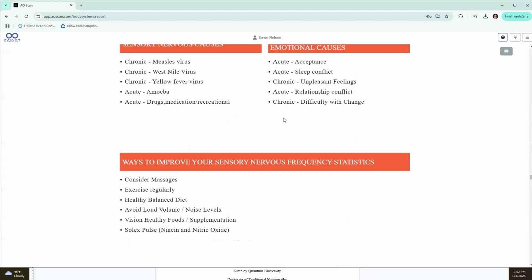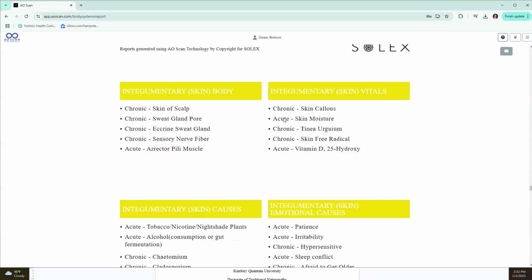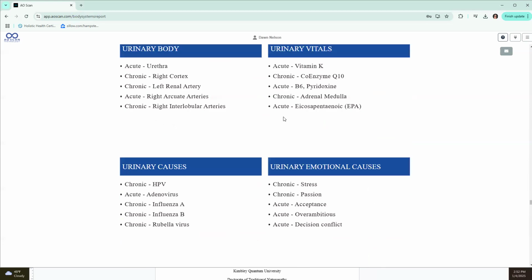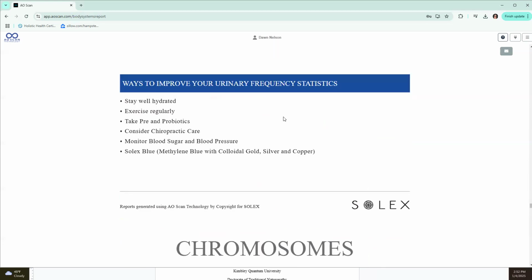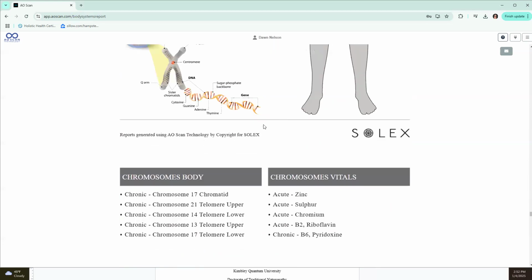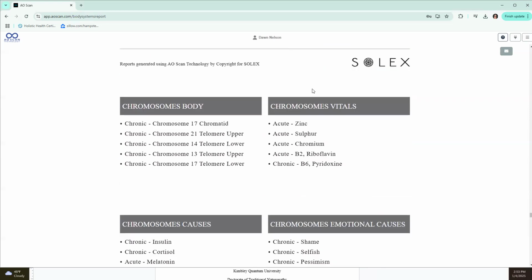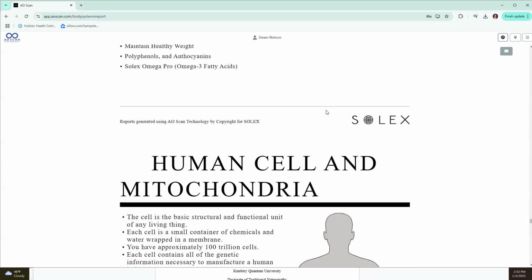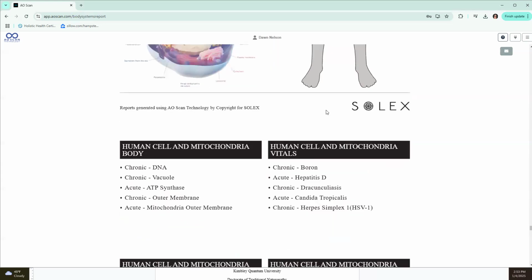Nervous system, skin, urinary, chromosomes, more B vitamins there. Cell and mitochondria.